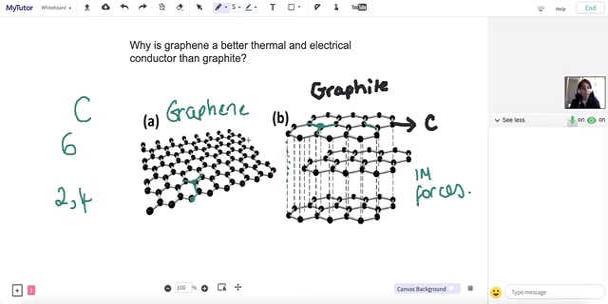But why is graphene a better conductor of electricity? Now that's all to do with resistance. If we have a look at graphite, we can see that these electrons have to travel through the layers as well as in a layer. Whereas in graphene, there's no layers that electrons have to traverse across. They can just go along the one layer that's there, so there's no resistance. And that means that graphene is a much better conductor of electricity than graphite.